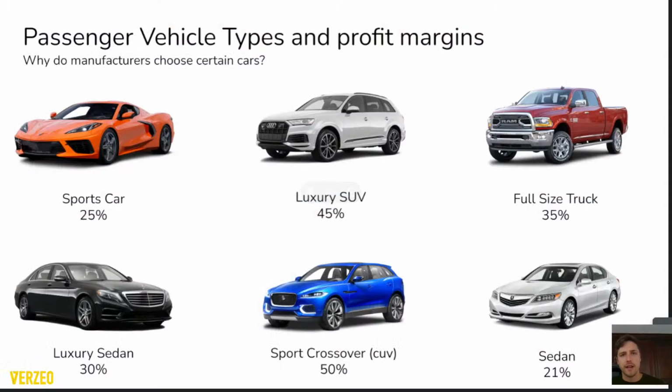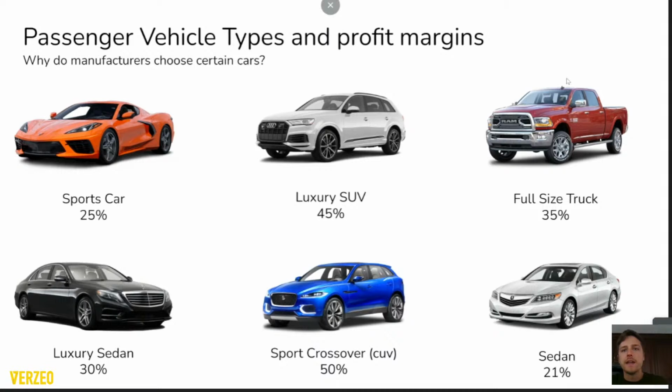So there are many different classes of vehicles. Right now, I've only chosen 6 different types: sports cars, luxury SUVs, full-size trucks, luxury sedans, sport crossovers, and sedans. Each one of these vehicles has a different profit margin. That is the percentage that the manufacturer profits on every sale. Essentially, it's the difference between the sale price and the cost to build it, expressed as a percentage.